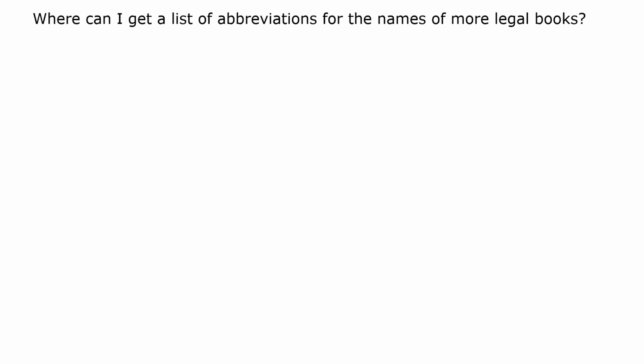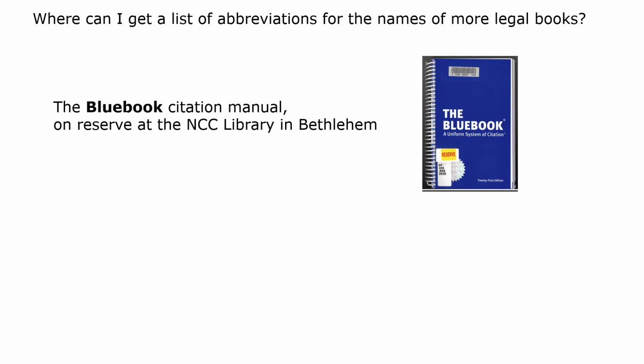Now, I know you must be thinking, where can I get a list of abbreviations for the names of more legal books? My first suggestion is to use the Blue Book Citation Manual. That is a paper book that's on reserve at the NCC Library at the Bethlehem campus. So if you come up to the library, be sure to bring either your student ID or some other form of photo ID so that you can use the Blue Book.